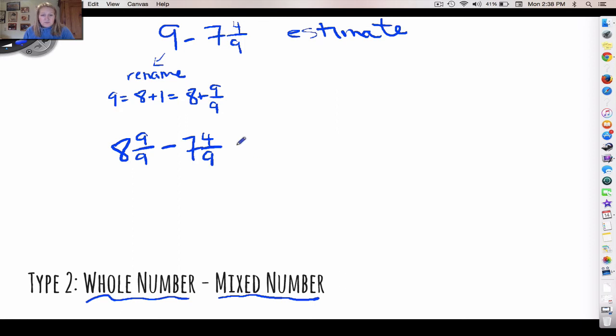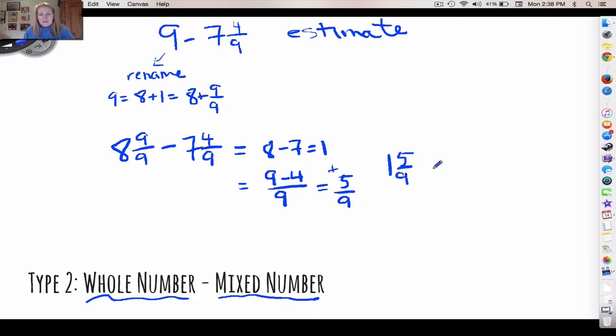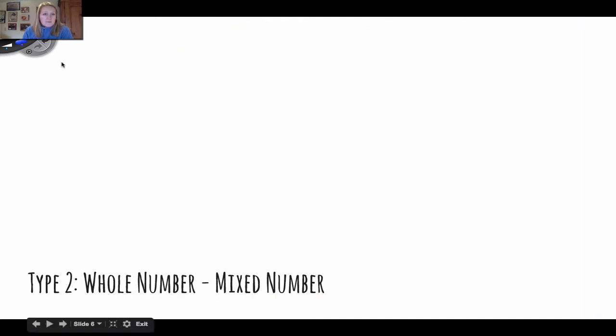You can do the math in 2 steps. 8 minus 7 is 1, and then whatever's going to remain after you subtract the 4 from 9, and you will get 5 ninths. Then you put them together, and so it would be 1 and 5 ninths. Again, do I have to reduce? The answer again is no, conveniently, so you would get that answer. Those are the first 2 types of problems. Let's look at some other examples.